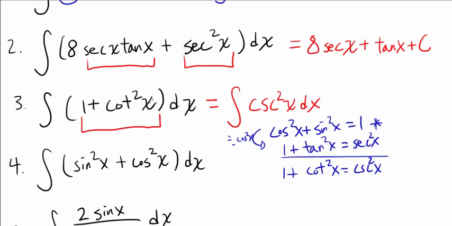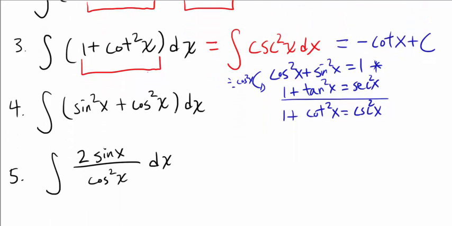So in this case, 1 plus cotangent squared of x gets you integral of cosecant squared of x, which you know is negative cotangent of x plus c. Let's look at the next one.